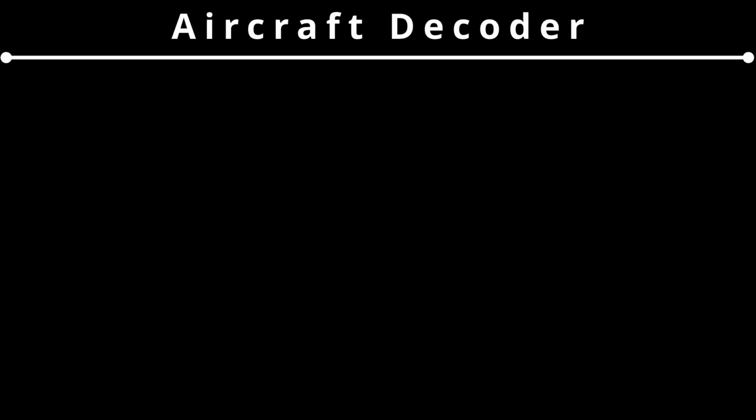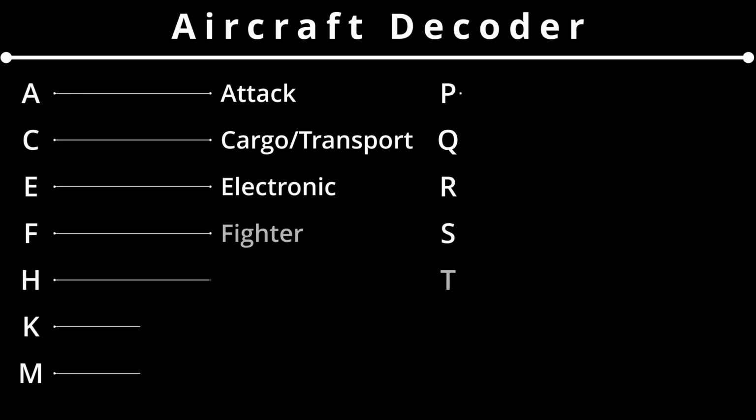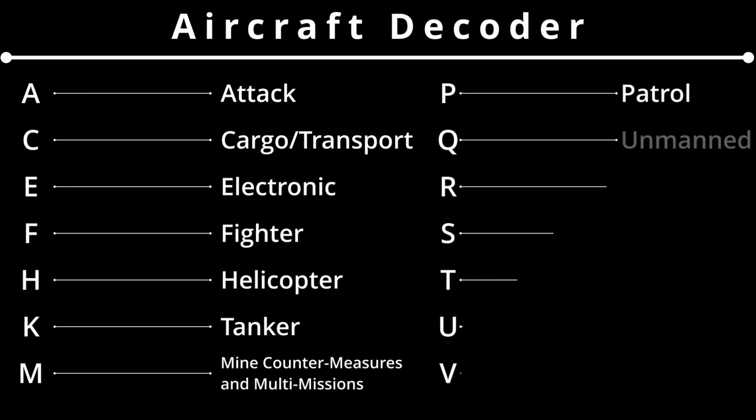Of course, F is not the only prefix letter that aircraft utilize as their designations. These are some of the more common examples of prefixes that aircraft utilize in the United States Navy.